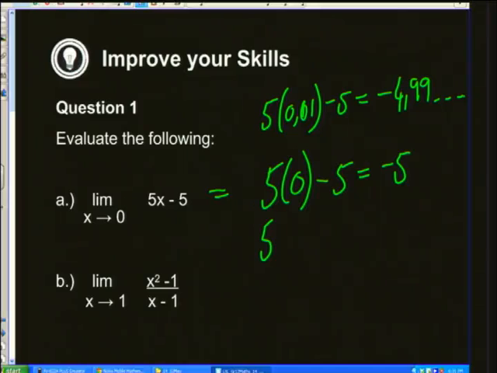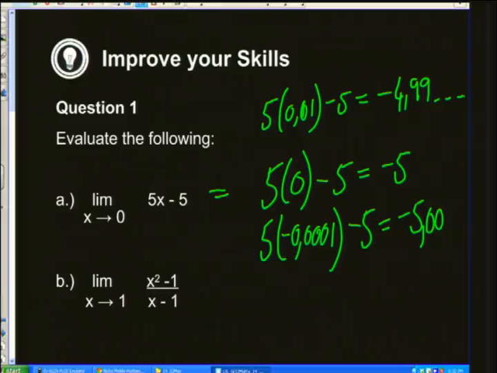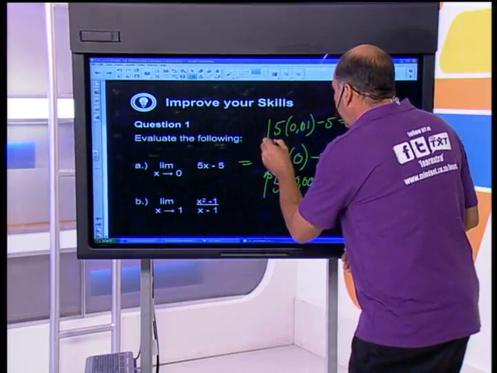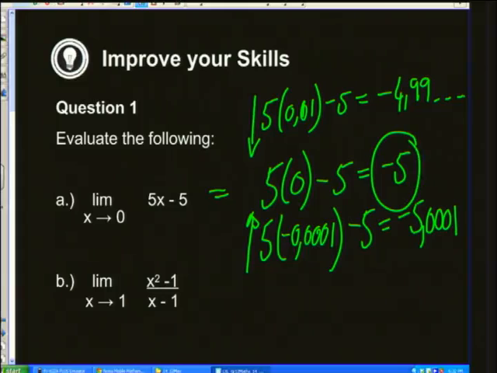You could also take a number that's slightly on the other side of 0. You could take one that's slightly less than 0. You could take 0.00001 minus 5, and then you're going to see that the answer here is going to be minus 5.00001. It's slightly above, and they follow a trend. It makes sense that as we get closer and closer to 0, it converges to a number which is minus 5. Okay, that's the idea of a limit, and we should test it above and below.